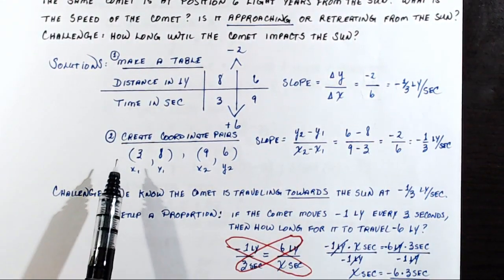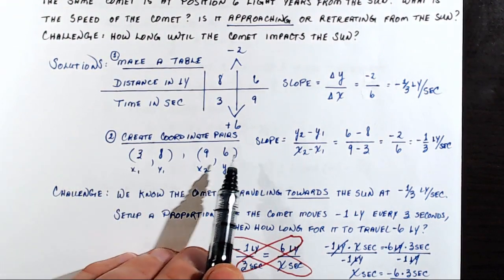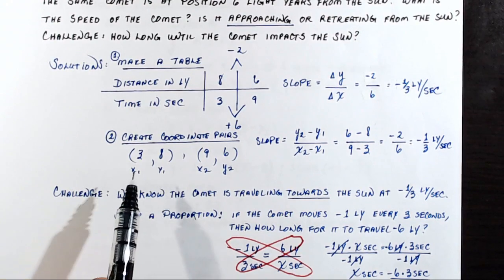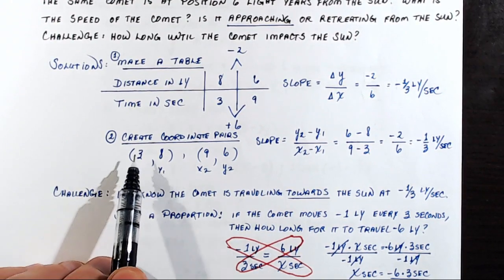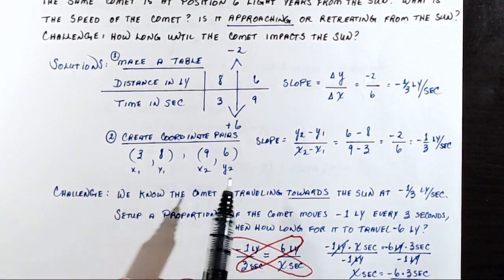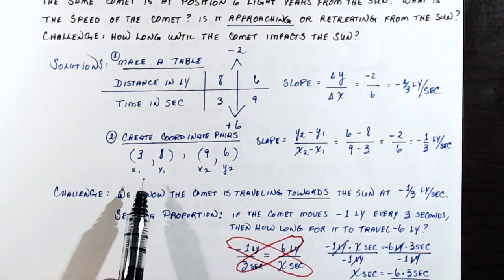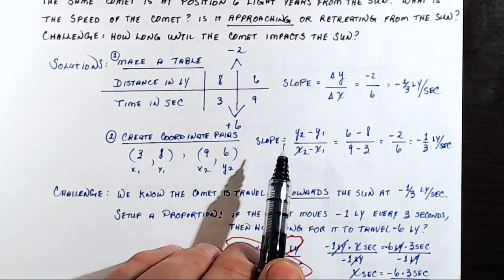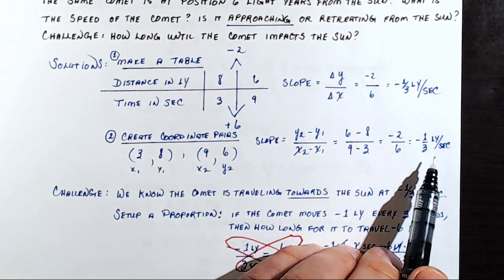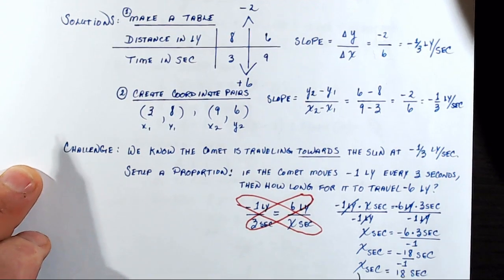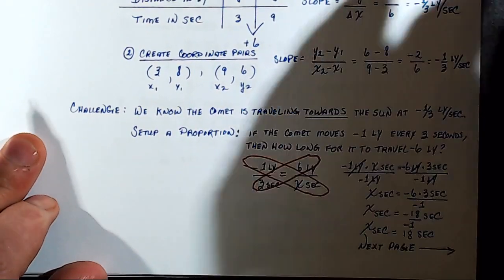In the second solution type, we create coordinate pairs. It's basically the same thing. Here I've listed 3, 8 for x, y. This is the time and this is the distance. And here again, 9, 6. Time, distance. Label them x1, y1, x2, y2, and plug them into the slope formula, and you get the same answer. The challenge question was, how long until the comet impacts the sun?